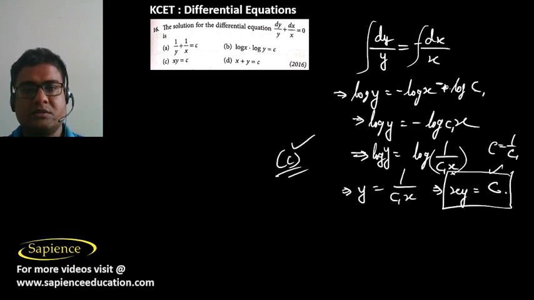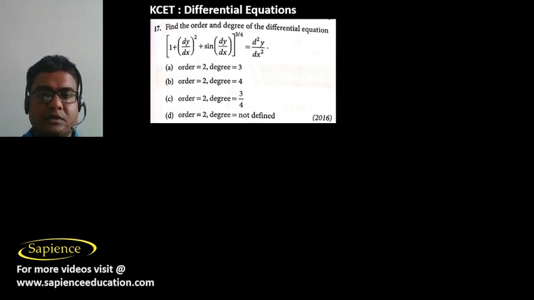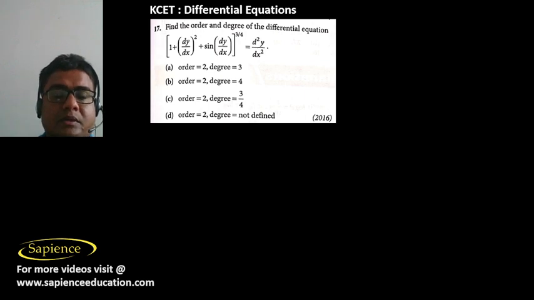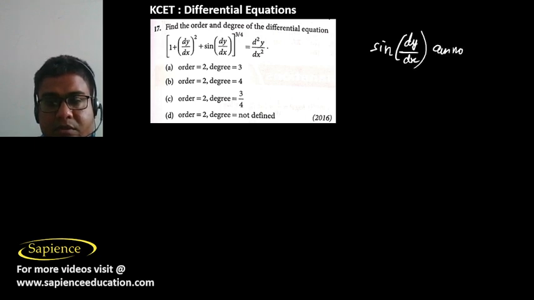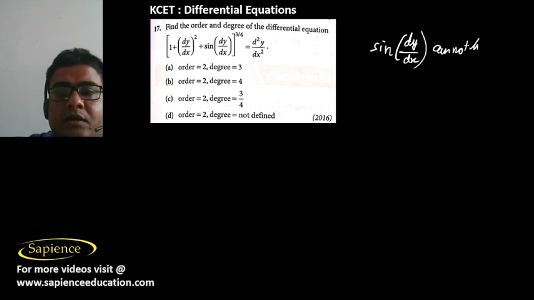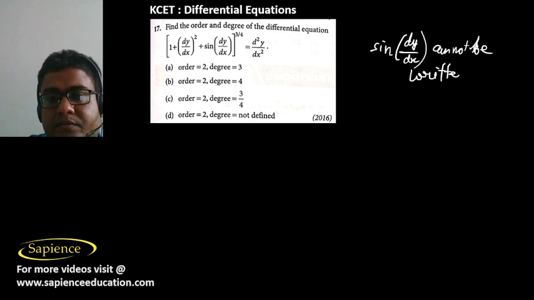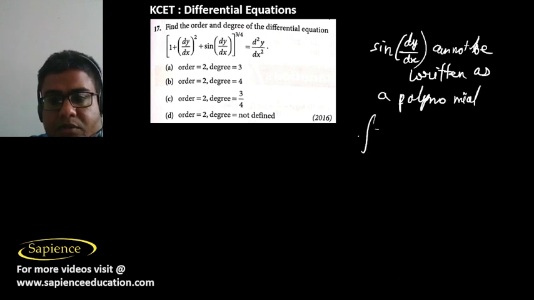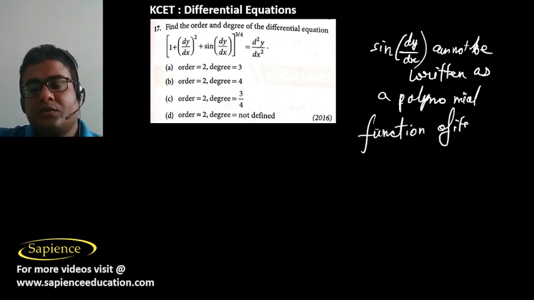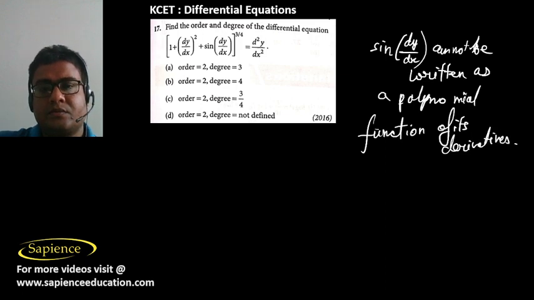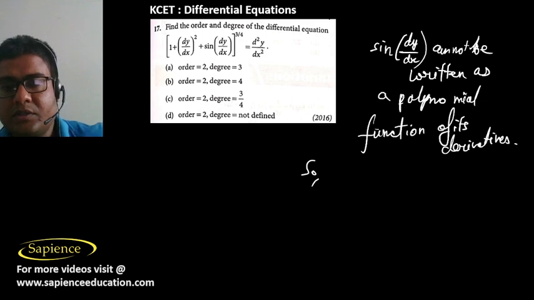So C is the answer. Number 17, it is asked to find the order and degree of the differential equation. Order and degree. So here sine of dy by dx cannot be represented as a polynomial function of derivatives. Sine dy by dx cannot be written as a polynomial function of its derivatives.